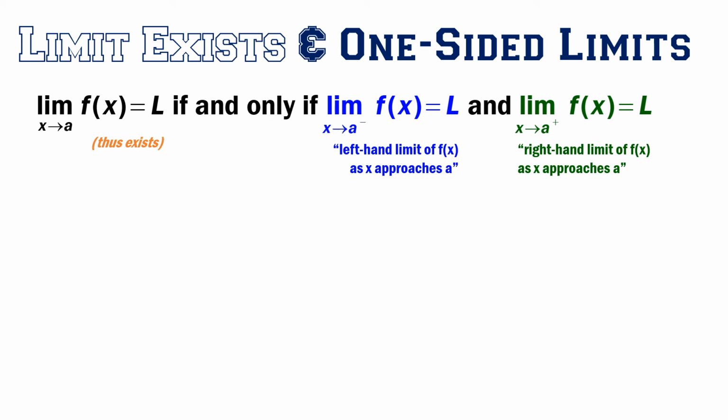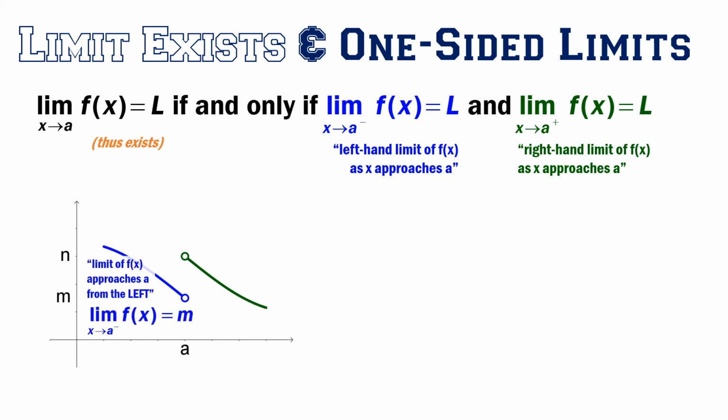And if we look at the notation for the right-hand limit, you'll see that x approaches a with a little positive symbol. Well, positive infinity will always be to the right of that value of a, and that's why we'll say that's the right-hand limit. Let's take a look at this graphically. In this case, in the blue curve that goes down, we would say that that's the limit of f of x as x approaches a from the left. That's another way of saying a left-hand limit.